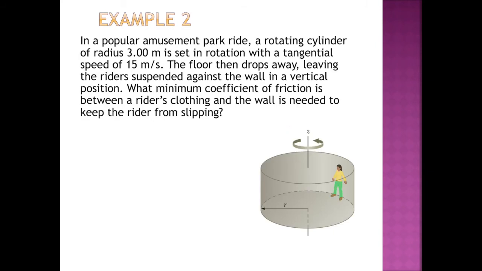For example 2, we're going to do an amusement park ride. It's called various things. The Gyrotron is the one that I remember it the most as. But again, the whole idea is that it spins in such a way that you are essentially plastered to the sidewall. The question that it's asking for here is what minimum coefficient of friction is needed between the rider's clothing and the wall in order for the rider to not slide up or down.